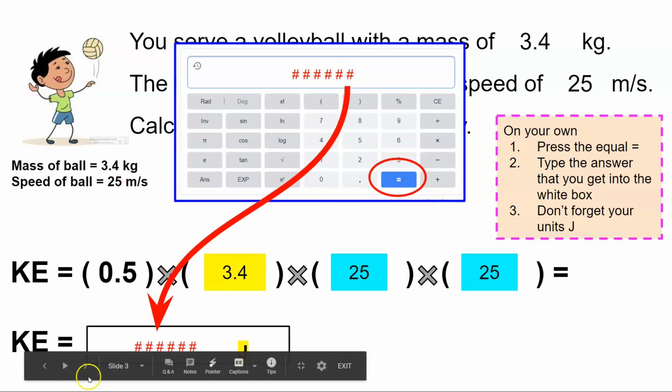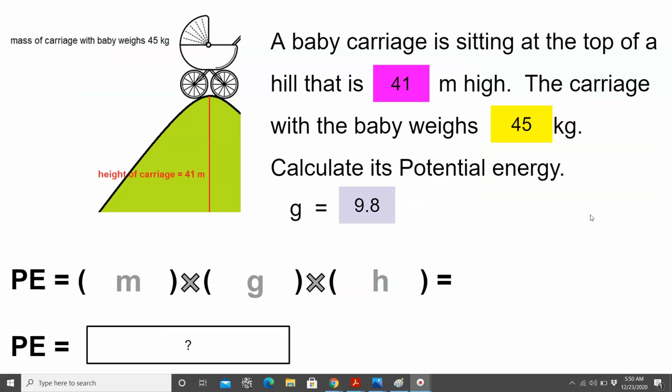Problem number 2. Problem number 2 says, a baby carriage is sitting at the top of a hill that is 41 meters high. So here we have our baby carriage, and here we have a hill that's 41 meters high, meaning it's that tall. The carriage with the baby weighs 45 kilograms. Calculate its potential energy. And underneath you have G, which is the gravitational constant, and I give you the value of 9.8.